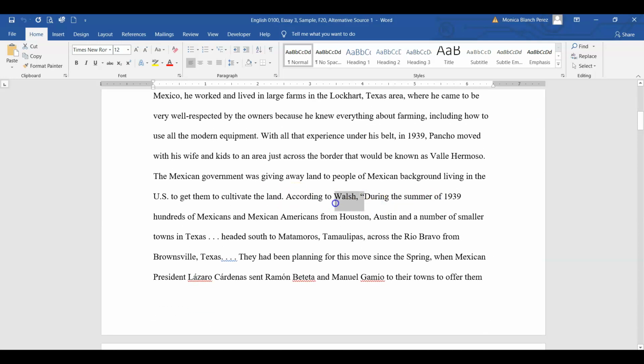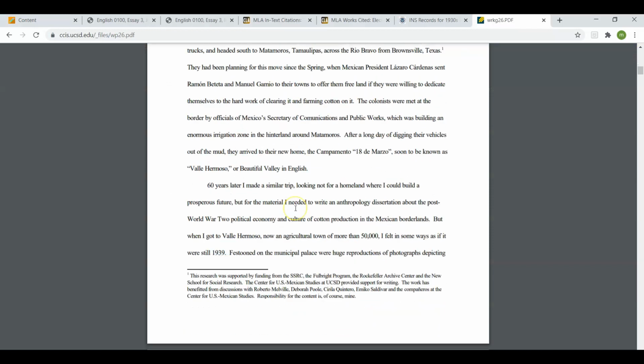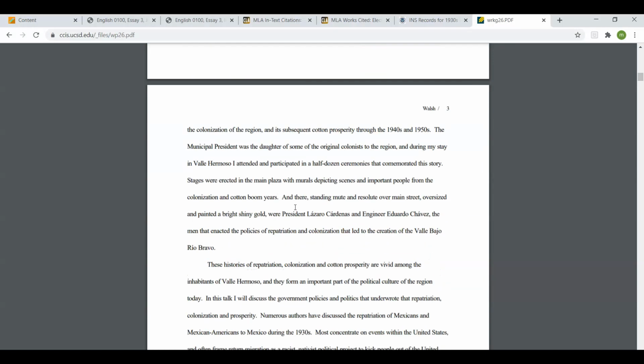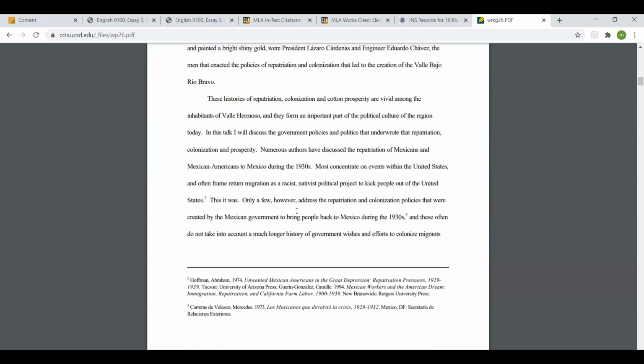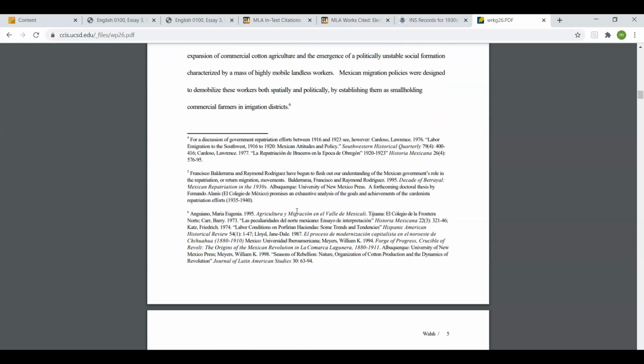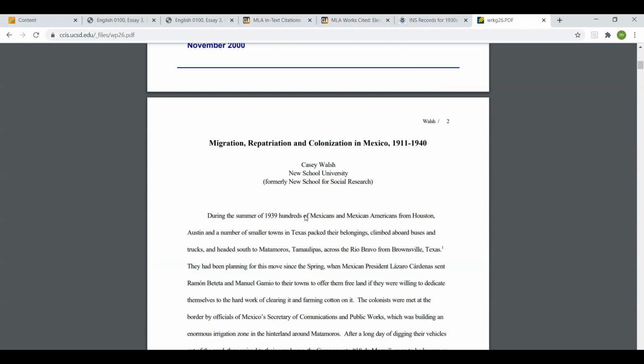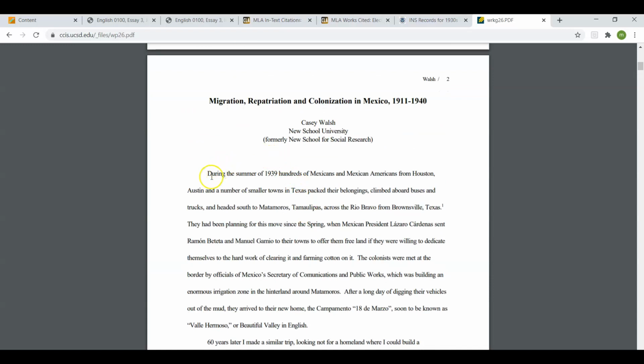During the summer of 1939, so that's what I'm looking for. That's what I got. During the summer of 1939, hundreds of Mexicans. Okay, so let's see, where is that part? It wasn't too deep into the article. I might need to do a search. Oh, I'm sorry, it's right here at the beginning.